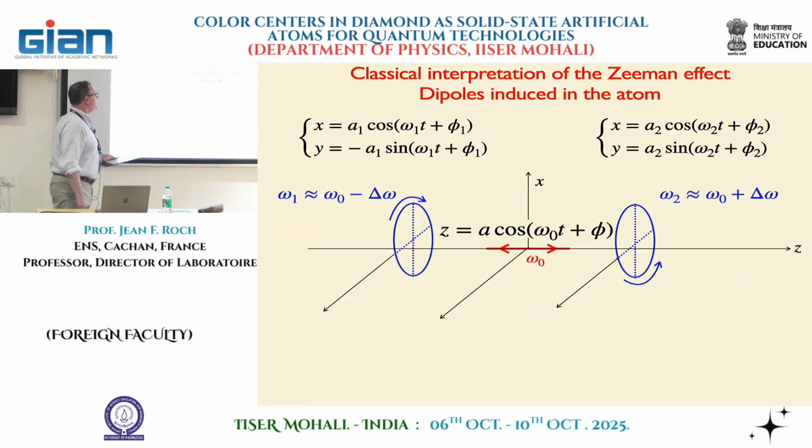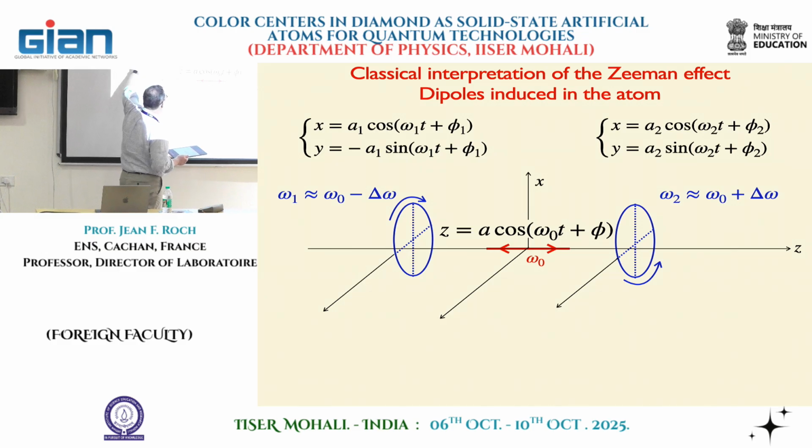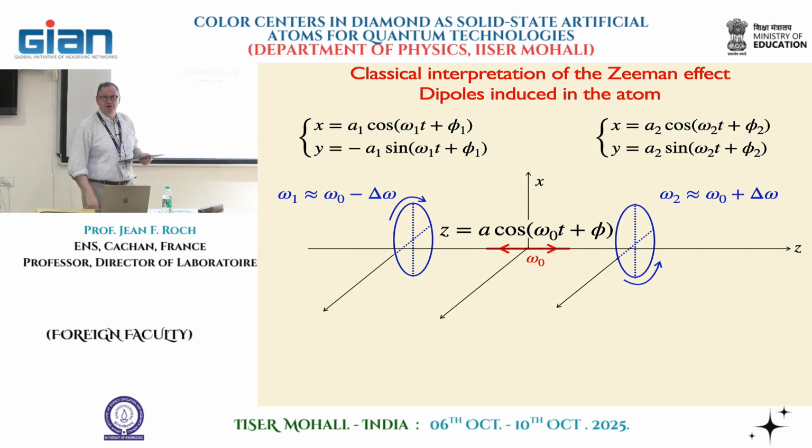And now we can look at the dipoles that are induced in the atom. So we have here at omega 0 just an electron oscillating along the z direction. But if you look at the 2 frequencies omega 1 and omega 2, with this difference delta omega, they have circular orbits, and the circular orbit is orbiting in one direction at a given frequency and in the opposite direction for the other frequency.